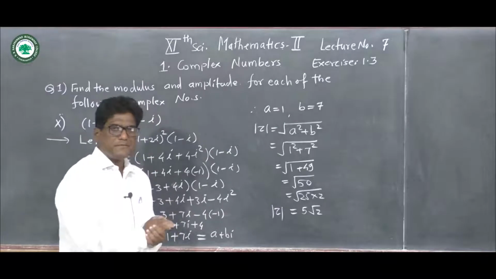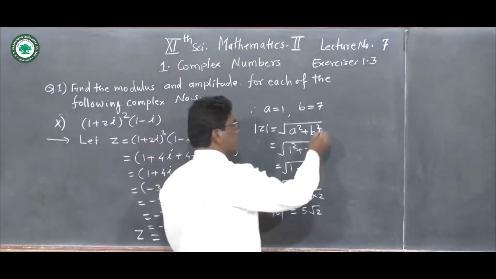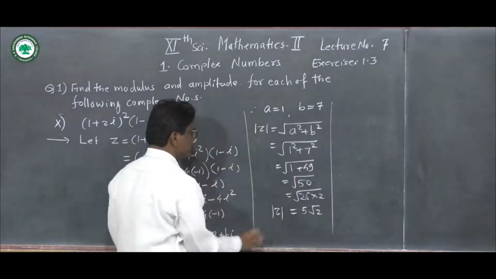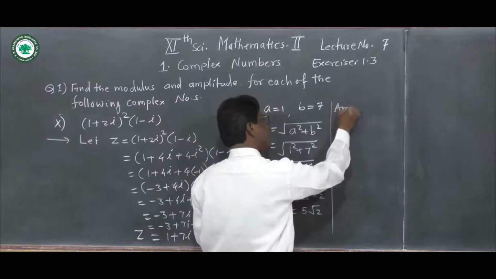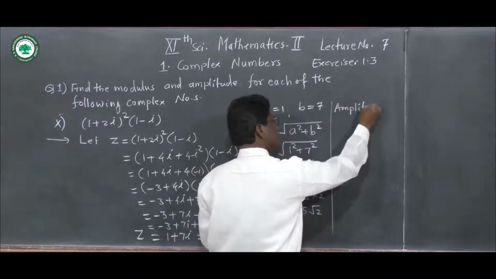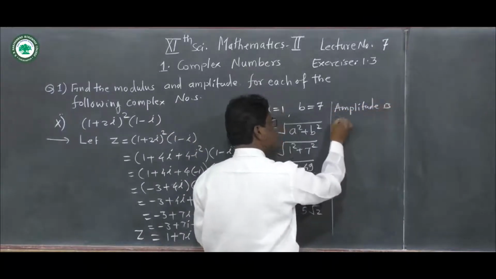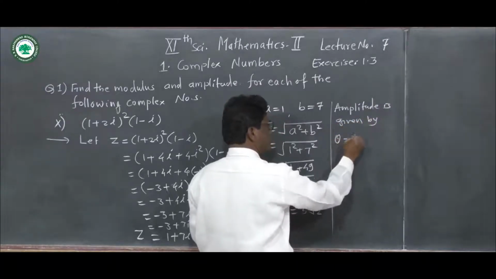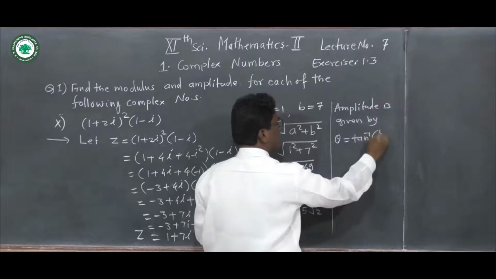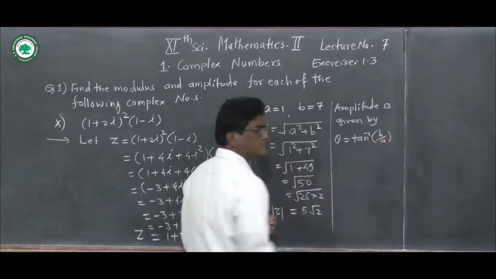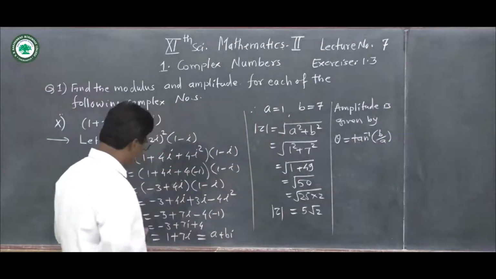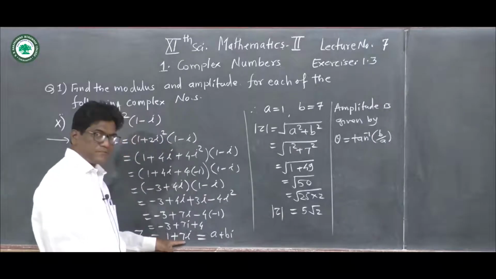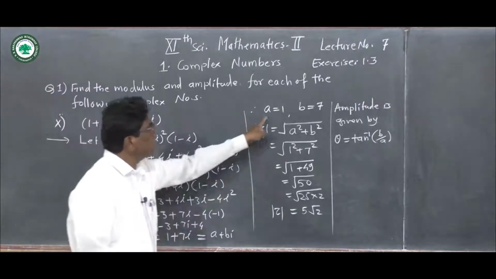Now we want to find theta. Amplitude is given by theta is equal to, we use the formula tan inverse of b upon a. Here the point is 1, 7. a is 1 and b is 7.